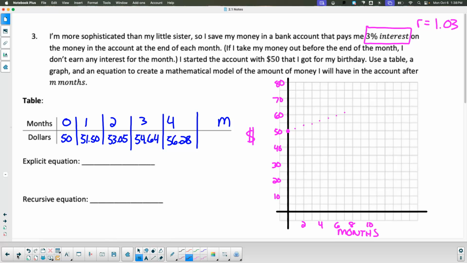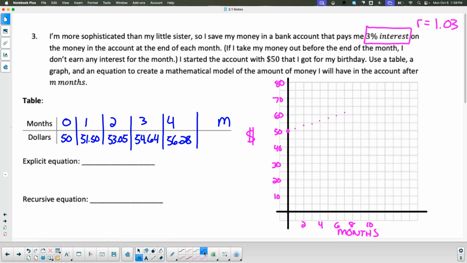This is a discrete one because it said right in the problem that you don't get any interest if you pull out early. Okay? A normal bank is continuous. They'll give you that interest as long as your money was there. Okay? So don't connect those. Leave those just dots.